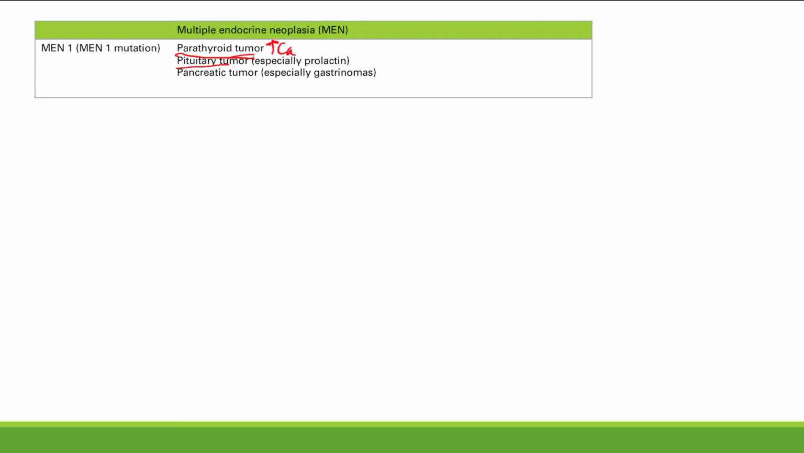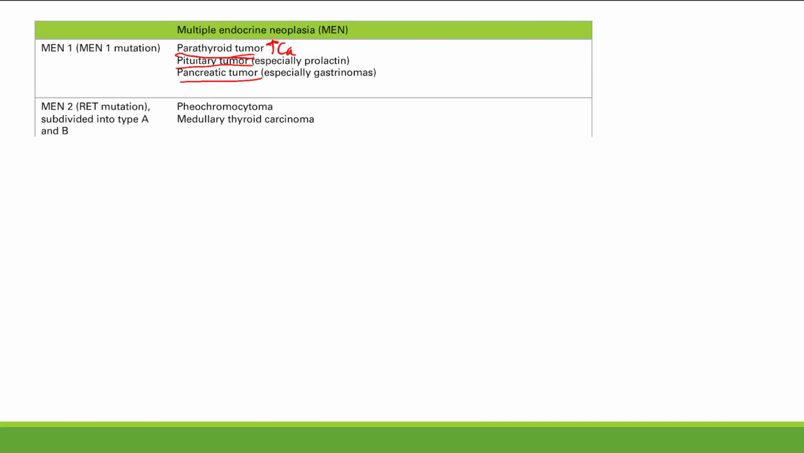You have a pituitary tumor, especially a prolactinoma. And what was that visual finding you would see in a pituitary tumor? You see that bitemporal hemianopsia, remember that? And then finally you have pancreatic tumors, especially a gastrinoma. Gastrinoma releases too much gastrin, which causes too much release of HCl in the stomach, and it causes ulcers. So that's MEN1 syndrome: parathyroid, pituitary, pancreatic tumors.